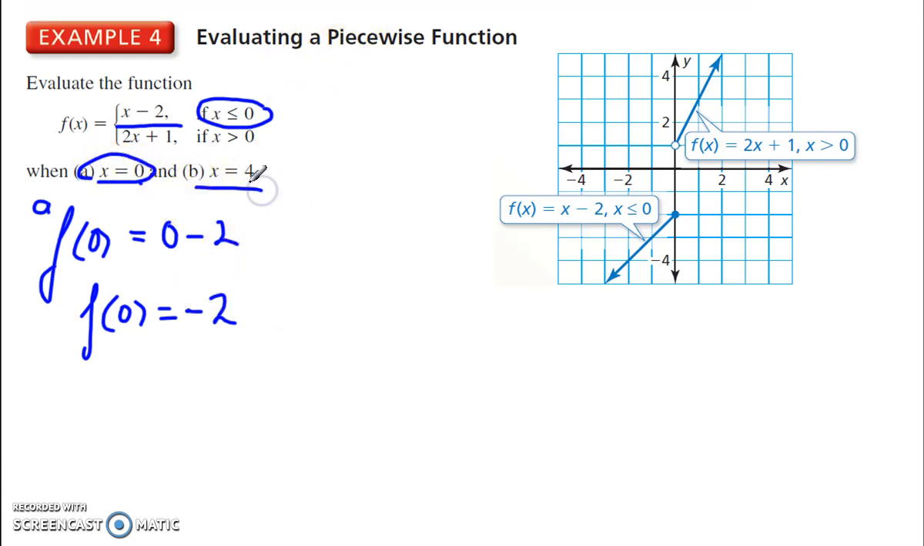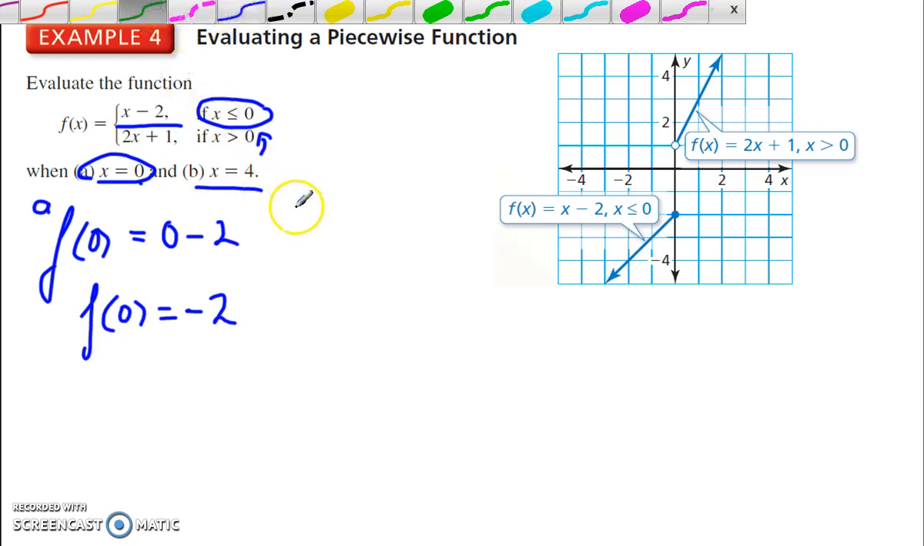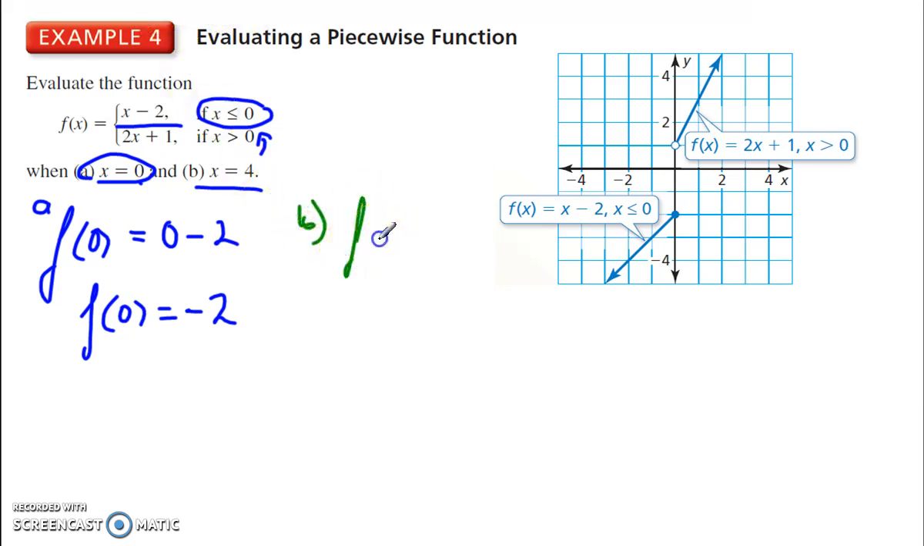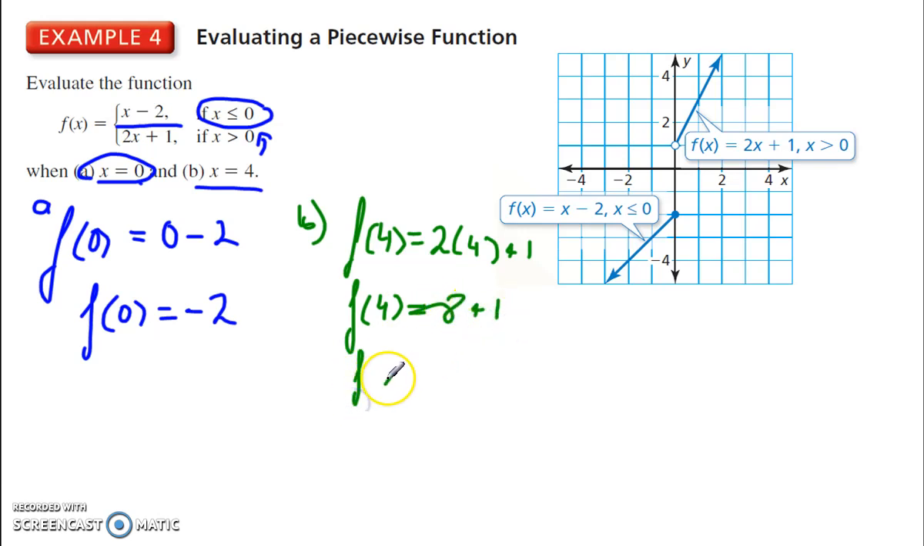Alright, and then when x is 4, greater than 0, we have to use the second one. So for b, f of 4, we're plugging into this one now. So 2 times 4 plus 1. F of 4 is 8 plus 1. So f of 4 is 9. We can check that. Over here, at 4, we would be way off the graph. Okay. All right. That's evaluating a piecewise function.